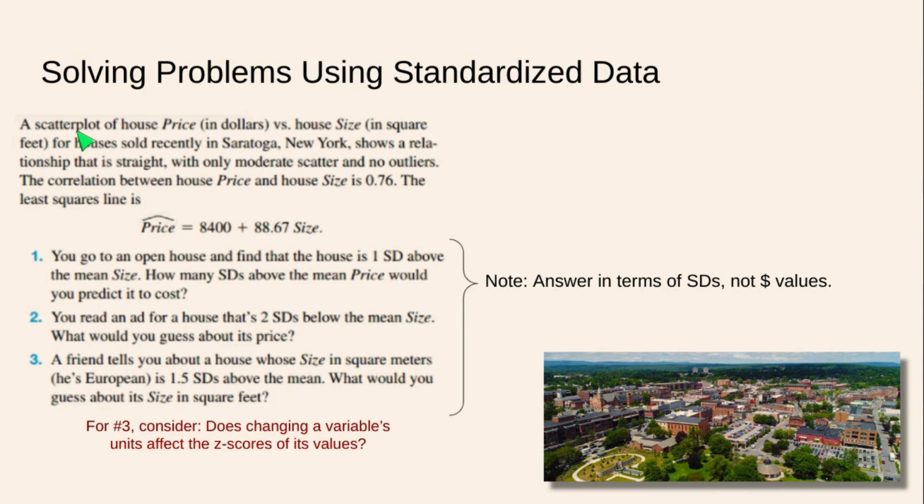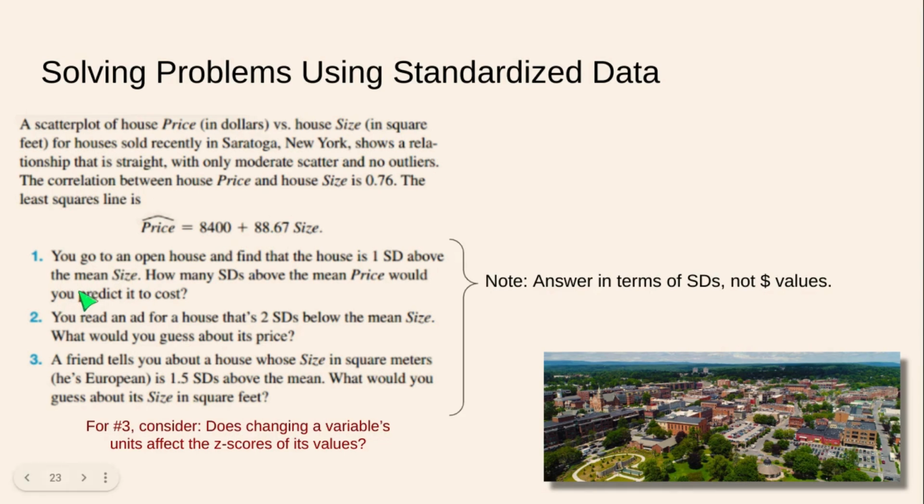So let's read it. A scatter plot of house price in dollars versus house size in square feet for houses sold recently in Saratoga, New York, shows a relationship that is straight, so we've got a linear relationship, with only moderate scatter and no outliers. So our data are conducive to a linear model. The correlation between the house price and size is 0.76. That's R, okay? The least squares line is thus and such. We're actually not going to use this least squares line. We're just going to be using R, okay?